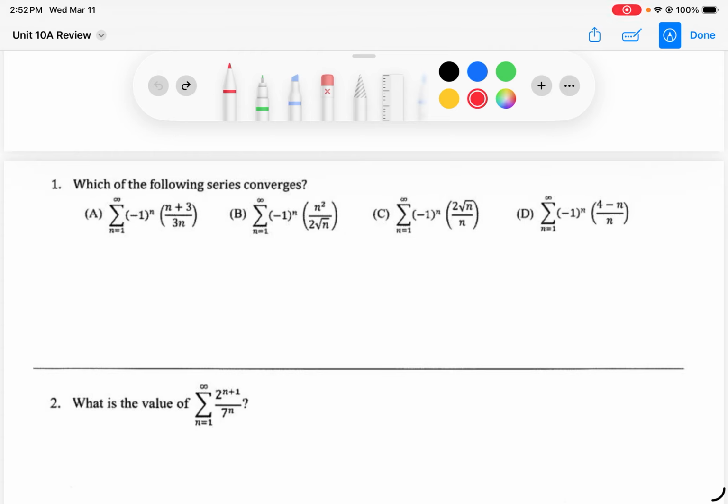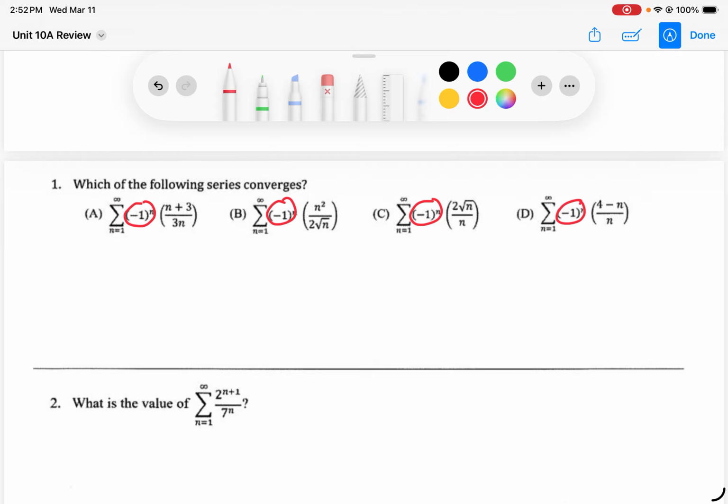All right, in this video, we're going to review the first half of Unit 8, all the convergence and divergence of infinite series. So this first question says, which of the following series converges? Just looking at all the answer choices, it looks like they are all alternating. So I'm going to be using the alternating series test.